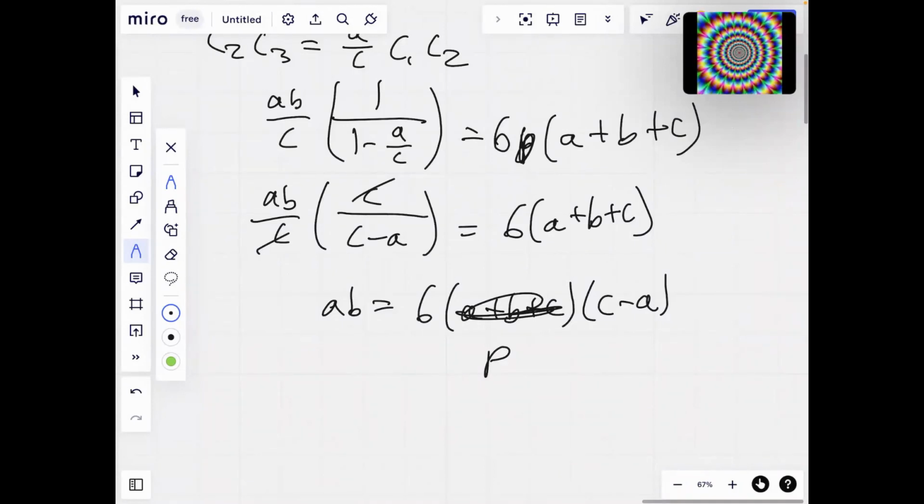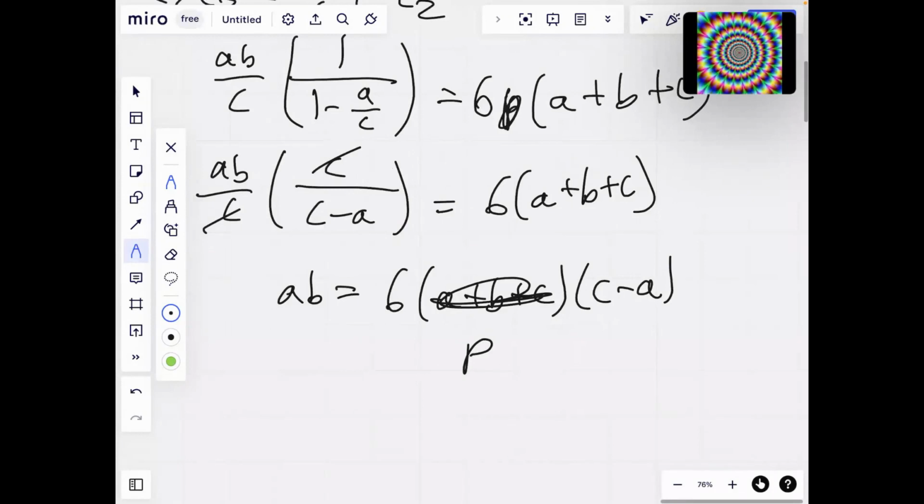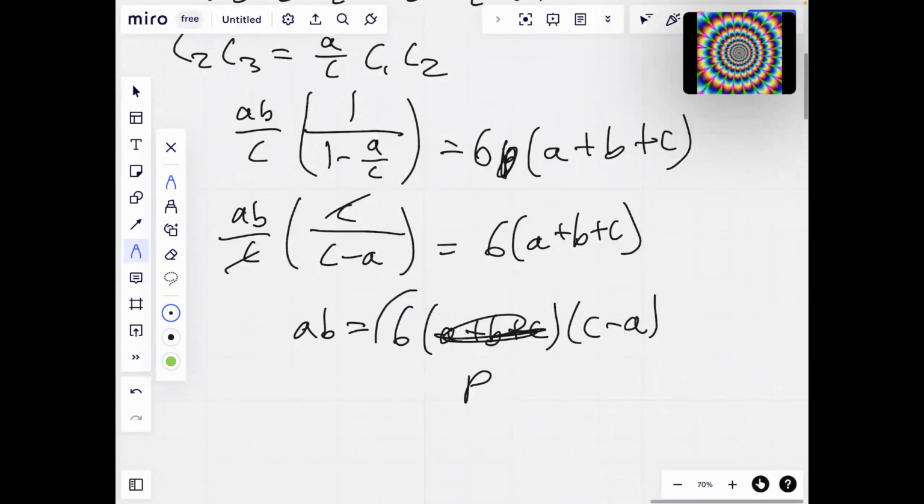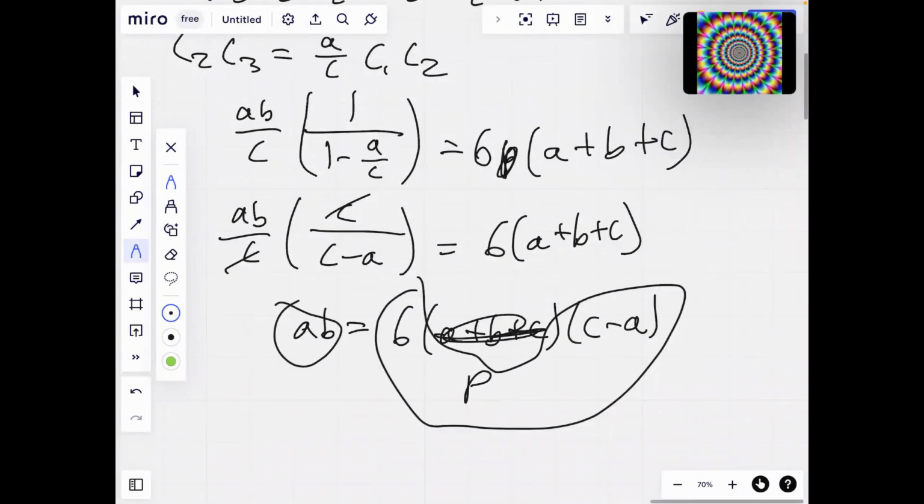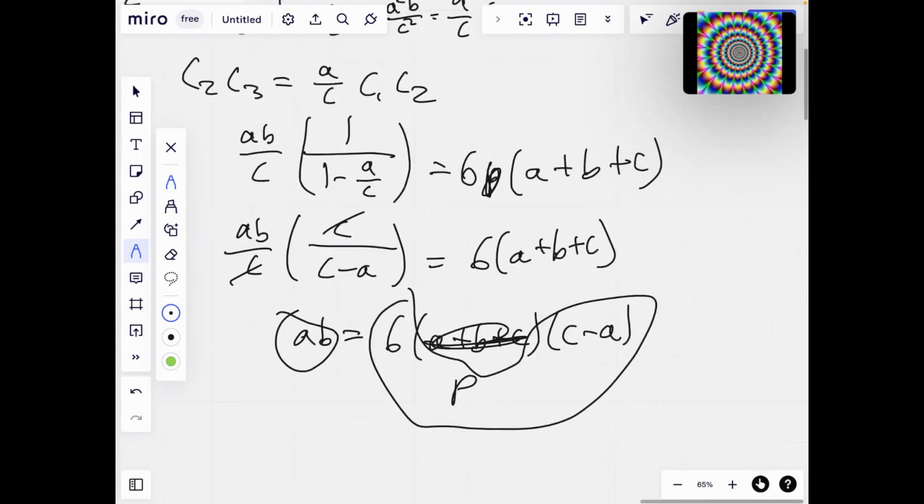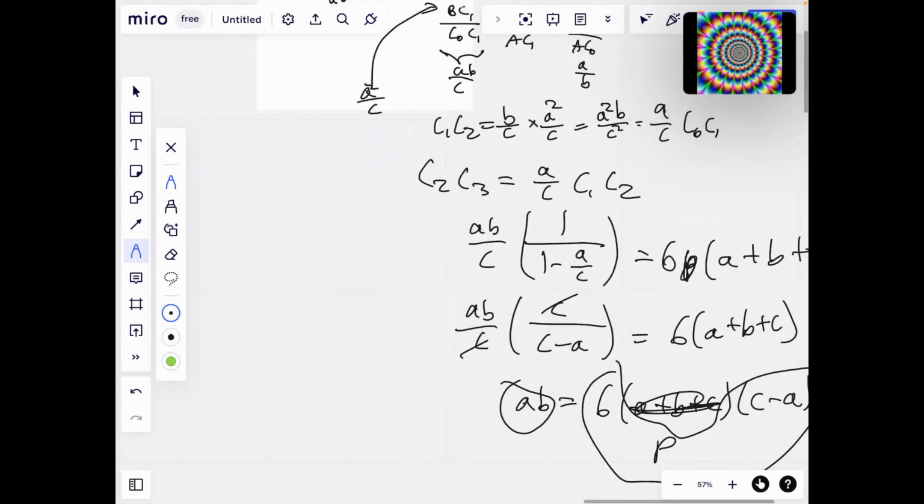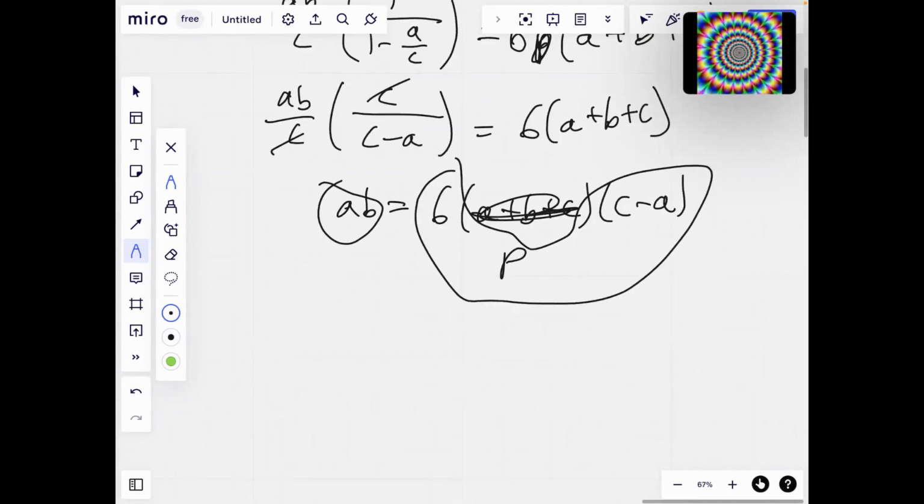Okay, from here, we know that we have 6 times P times C minus A is equal to A times B. And so we can basically calculate the value of A, B, and C. Well, we can't really calculate it in this case, but we can try to find a triple that works. So I guess, how should we do this?